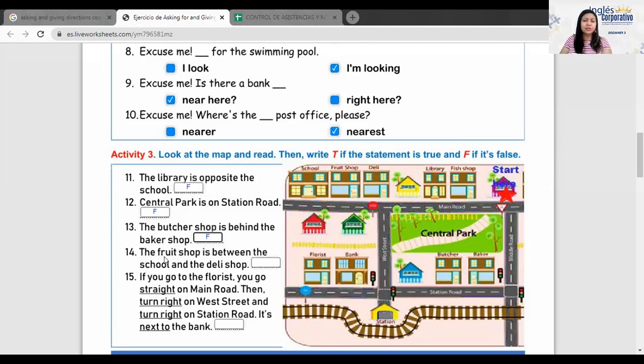It's not behind. It's next to the baker shop. The fruit shop is between the school and the deli shop. Fruit shop is here.